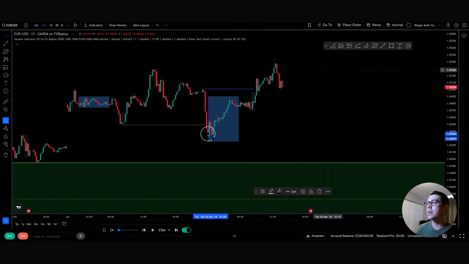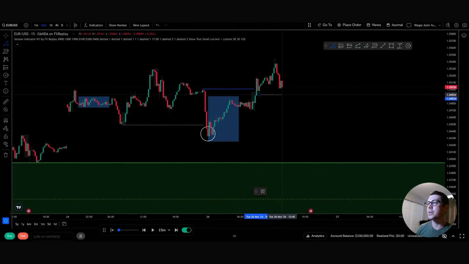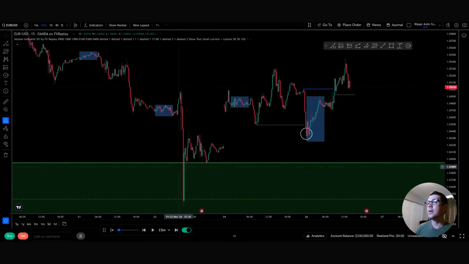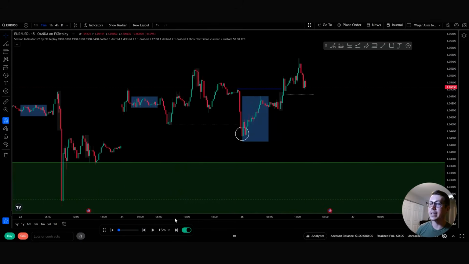Maybe we have this level right here. We could potentially look for an inducement. But that's kind of my game plan. I've seen some reaction to a high time frame level. I've seen a recent inducement to the upside, and now we can potentially look for that to continue.